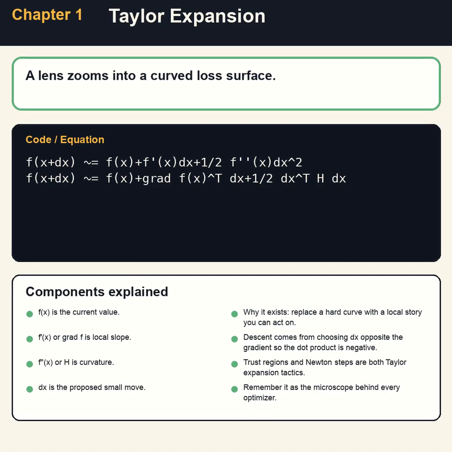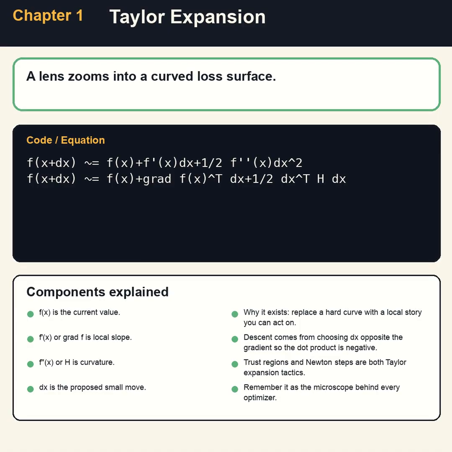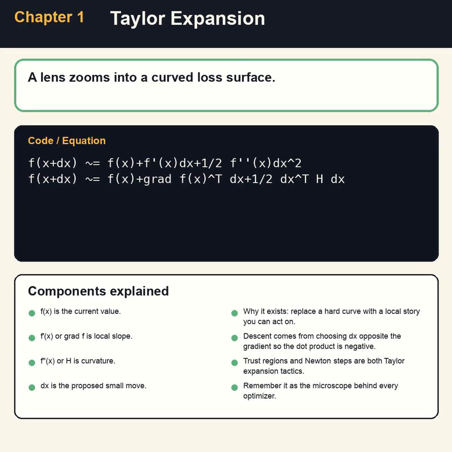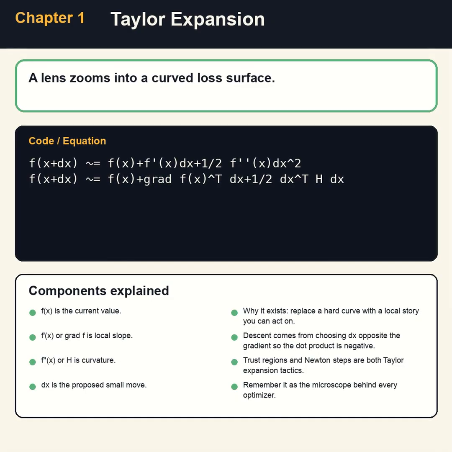The first order term is the local slope. The second order term adds curvature. In many dimensions, the gradient points uphill, and the Hessian describes how the slope bends. The derivation is a controlled zoom in. Match the value, then the slope, then the bend. That is why the pieces appear in this order instead of randomly.